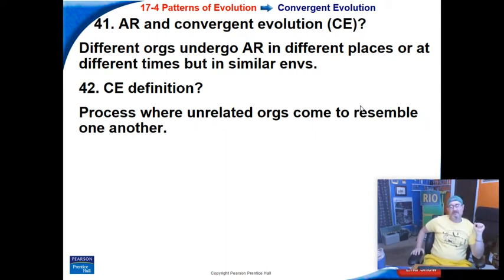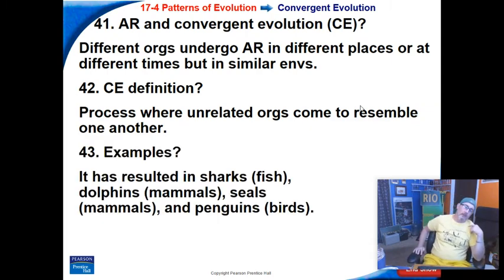Convergent evolution definition. Unrelated organisms come to resemble one another. Examples: convergent evolution resulted in sharks, which are fish, dolphins, which are mammals, seals, which are mammals, and penguins, which are birds. So these are very different organisms within the animal kingdom that have a lot of commonalities because they live in the water.